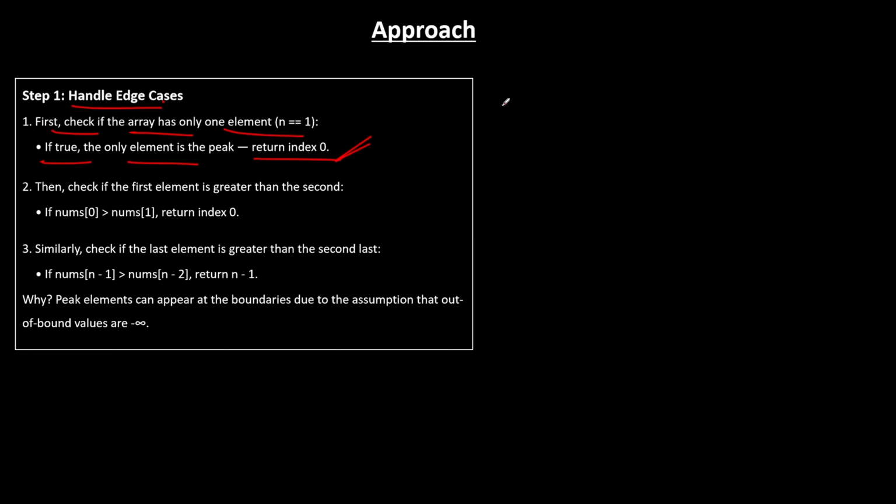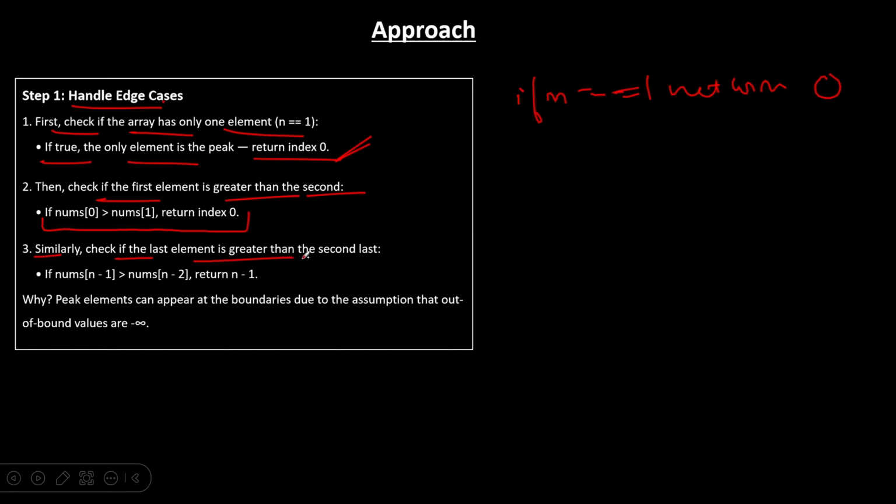So it will be like, if n equals 1, return 0. Second, if the first element is greater than the second element, we return index 0 again. Similarly, check if the last element is greater than the second last. If n minus 1 is greater than n minus 2, we return n minus 1. Why are we doing this? Because peak elements can appear at the boundaries, due to the assumption that out of bound values are minus infinity.